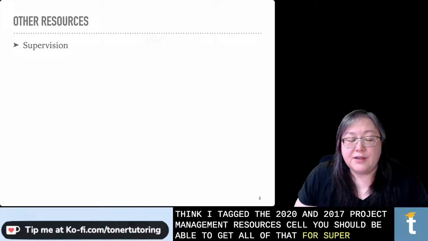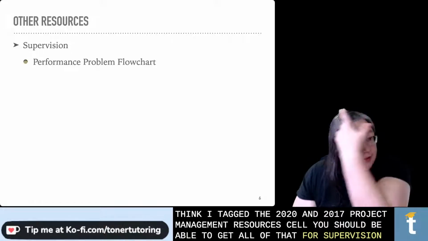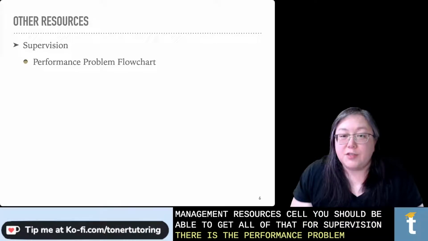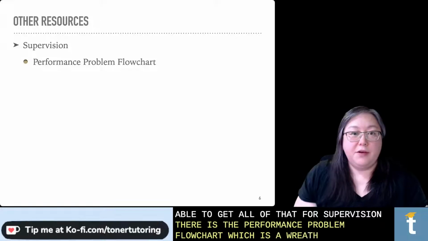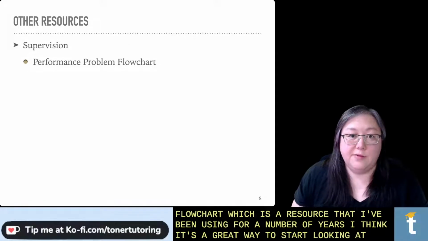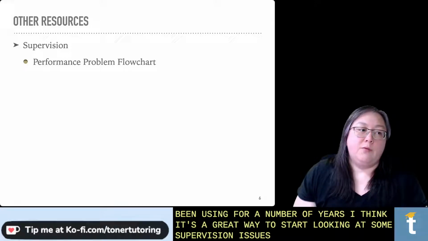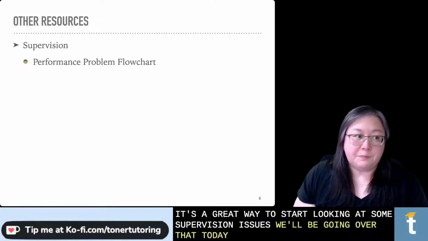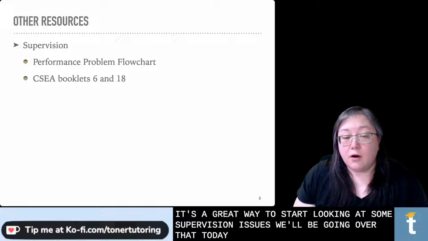For supervision, there is the performance problem flowchart, which is a resource that I've been using for a number of years. I think it's a great way to start looking at some supervision issues. We'll be going over that today. There are also CSEA booklets 6 and 18.